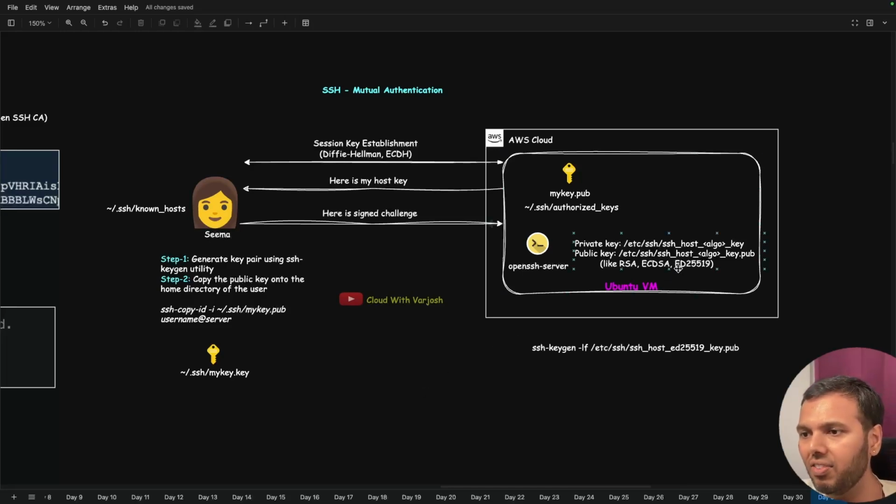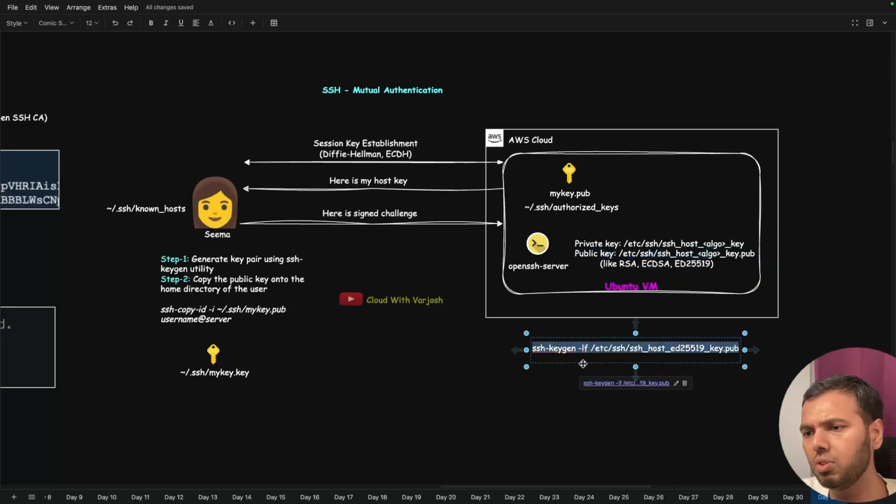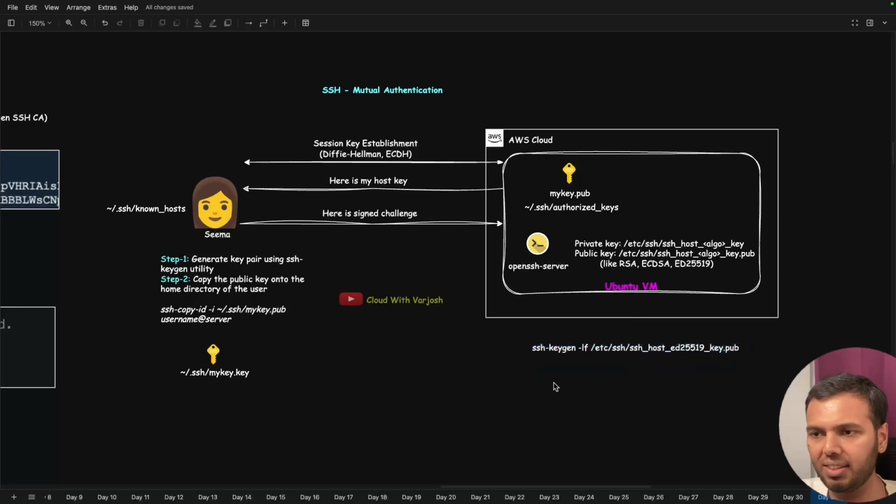Since here we are using ED25519, the algo placeholder is replaced by ED25519, and then a fingerprint is computed and shared. If you want to find the fingerprint of a public key, you can always use this command to check it. And once it is sent to Seema, how can Seema verify? Seema does not have the public key of this Ubuntu VM, so how can she verify the fingerprint associated with this public key?